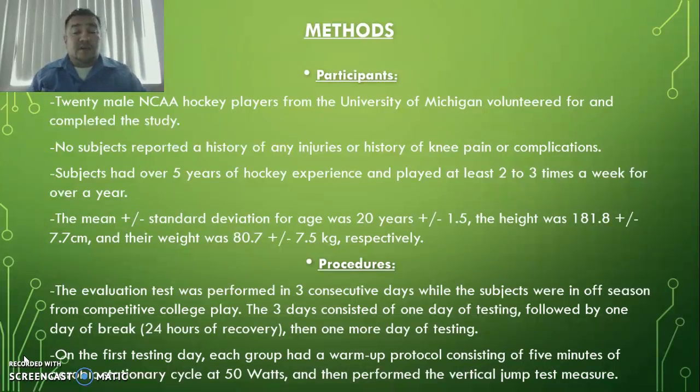The procedures of this field test were done over 3 consecutive days while the subjects were in the off-season of competitive college play. The 3 days consisted of 1 day of testing, followed by a rest day, the second day, of 24 hours of recovery, and then the third day, which was 1 more day of testing. On the first testing day, each group had a warm-up protocol consisting of 5 minutes of aerobic stationary cycling at 50 watts, and then they performed the vertical jump test measure.